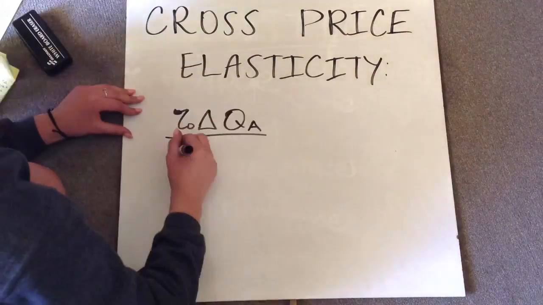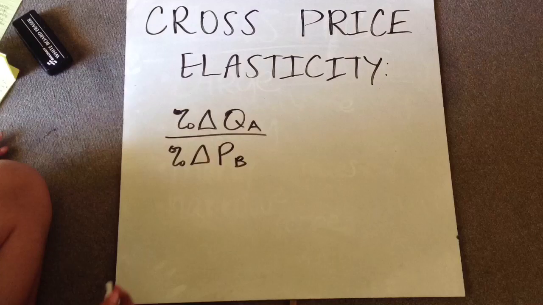Cross-price elasticity is the percent change in the quantity of good A divided by the percent change in the price of good B. This is used to determine whether two goods are substitutes or complements. If the answer is negative, the goods are complements. If the answer is positive, the goods are substitutes. If the answer is 0, then the goods are just not related.